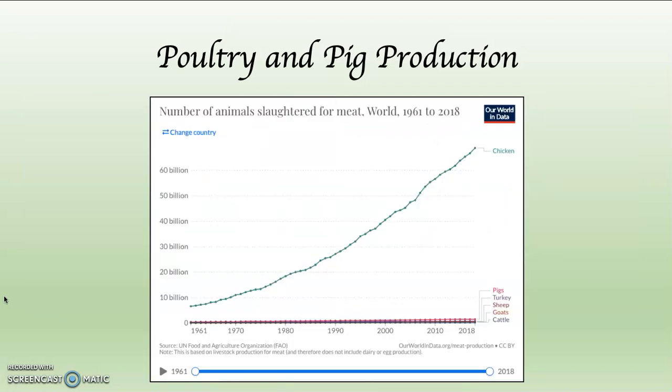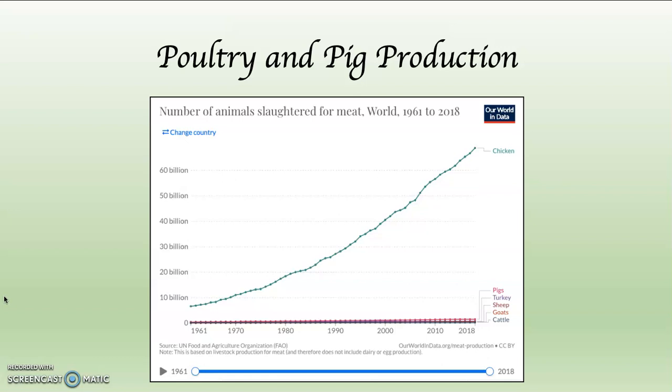Now notice the number of animals slaughtered for meat from 1961 to 2018. And what I want you to see here is the chickens. Wow, it does not do one well to be born a chicken. In 2018, there were 69 billion chickens slaughtered, 1.5 billion pigs, 656 million turkeys, 574 million sheep, 479 million goats, and 302 million cattle. So that's the meat production.